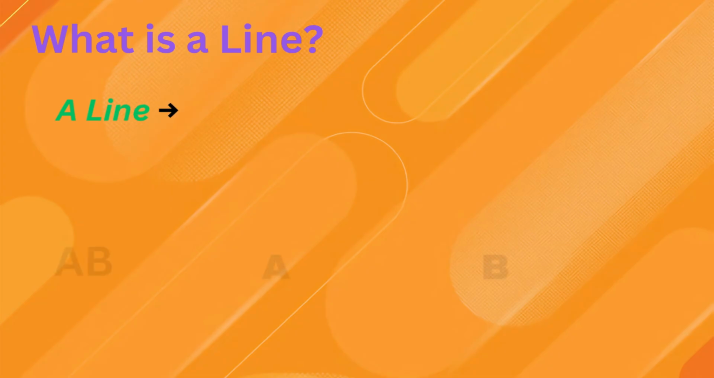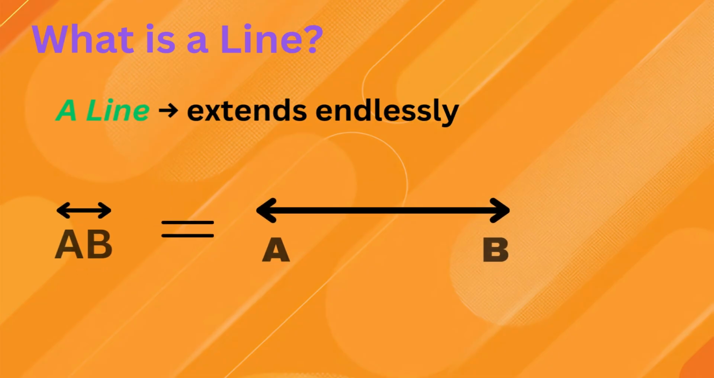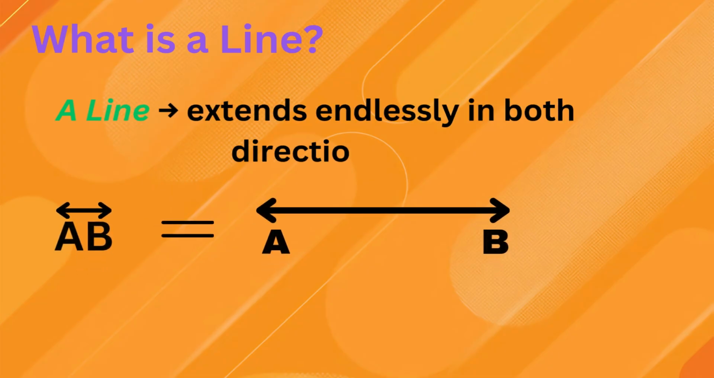A line is a straight path that extends endlessly in both directions. It has no starting point and no ending point. In diagrams, we draw it with two arrowheads like this, a left-right arrow. For example, line AB is written as line AB with arrows on both ends.